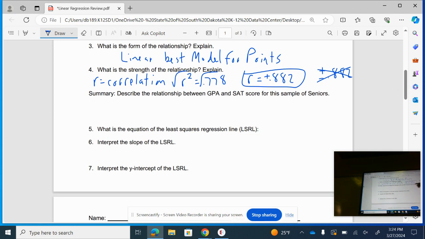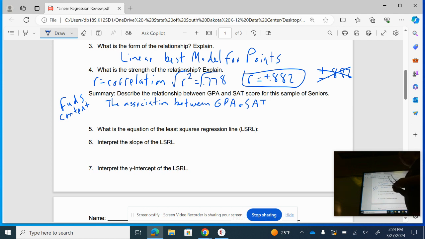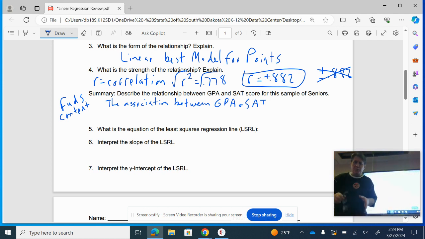All right, so now the summary, describe the relationship. This is the FUDS in context. So the association between GPA and SAT. There's your context. On the AP exam for the free response questions, remember that you have to do things in context.